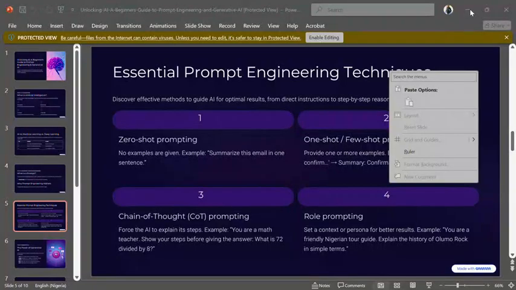So that's the chain of thought prompting. Then you have role prompting. Set a context or persona for better results. Example: you are a friendly Nigerian tour guide. Explain the history of Olumo Rock in simple terms. Role prompting is very key because you can use it to achieve everything. You can tell ChatGPT with a prompt, I'm the managing director of so and so. I want this to have an effect on my customers. So how do I negotiate this, or how do I deal with this? And ChatGPT tells you what to do. So all these are prompting techniques. Do you get me?